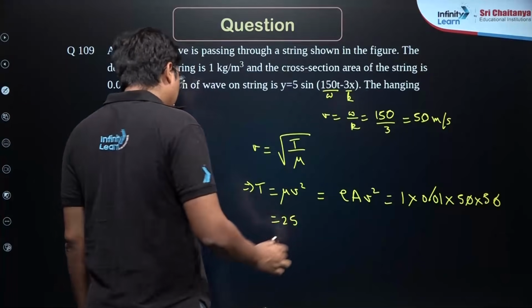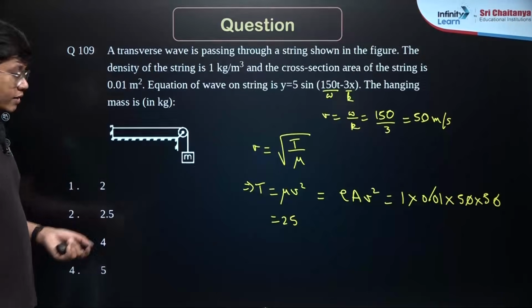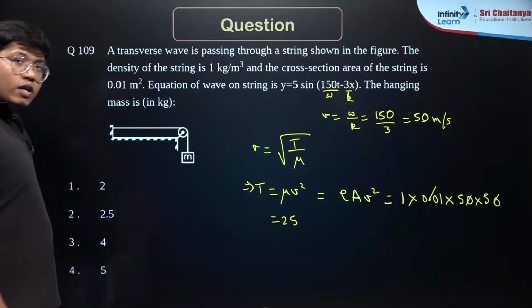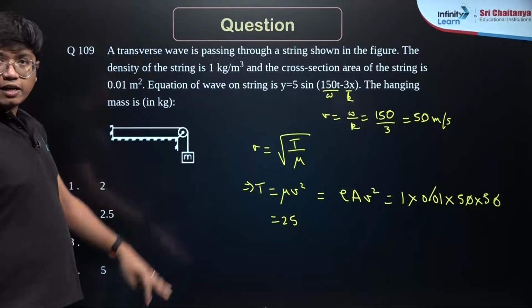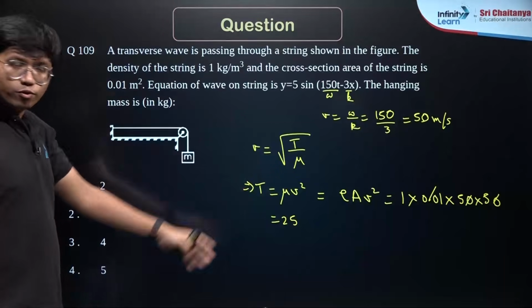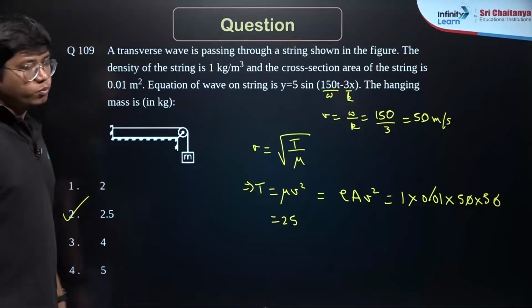Now that's not the answer because this is the tension value. They are asking for the mass that is hanging. So mass that is hanging is the force divided by gravity, because mass into gravity gave you the force of 25. So the mass has to be 2.5 kg.